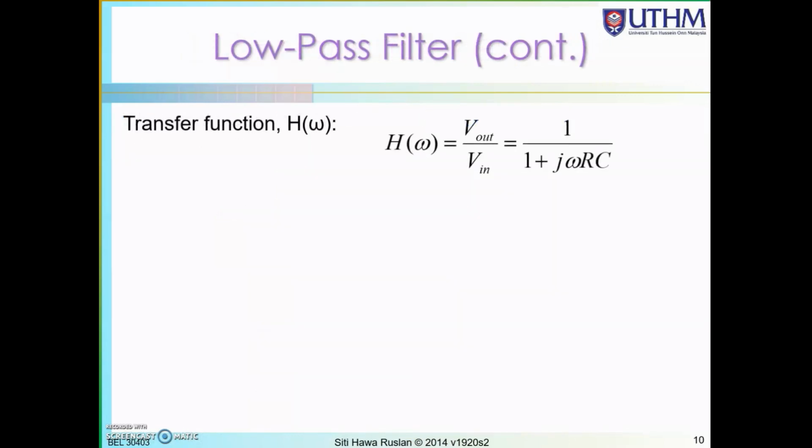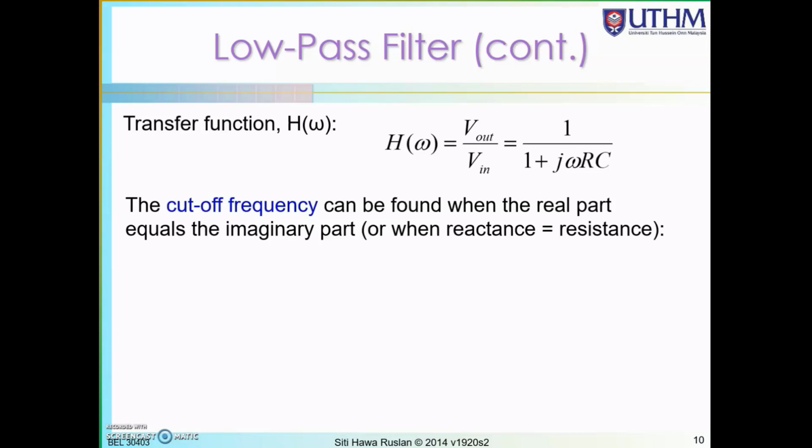So the transfer function just now, H(omega), is the relationship between V out over V in. We get that the value is 1 divided by 1 plus j omega RC. So this is a passive filter. From the transfer function, we can find the cutoff frequency.